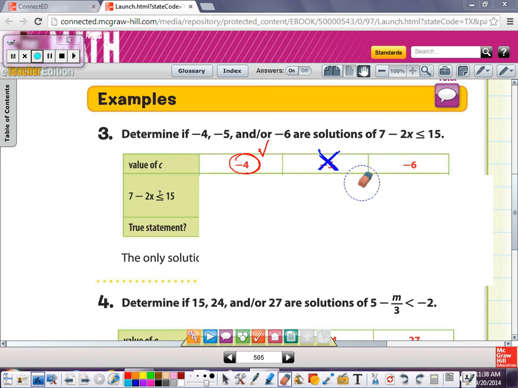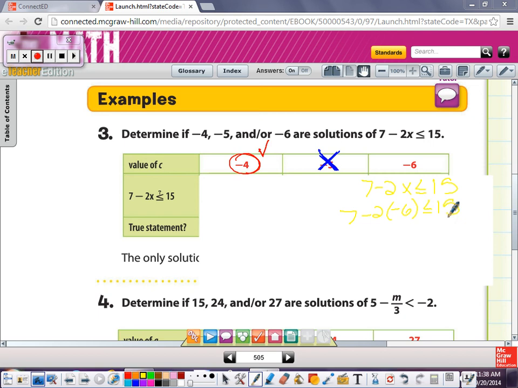So I have -6 now. I'm going to write my algebraic expression. 7 minus 2x is less than or equal to 15. I'm going to substitute my value negative 6 for my variable x. 7 minus 2 times negative 6 is less than or equal to 15.